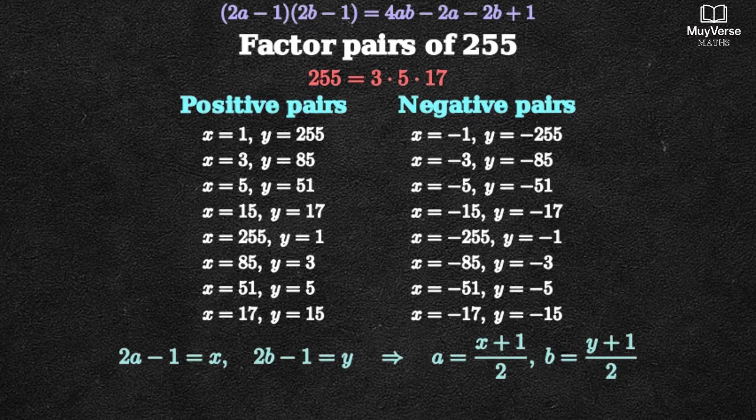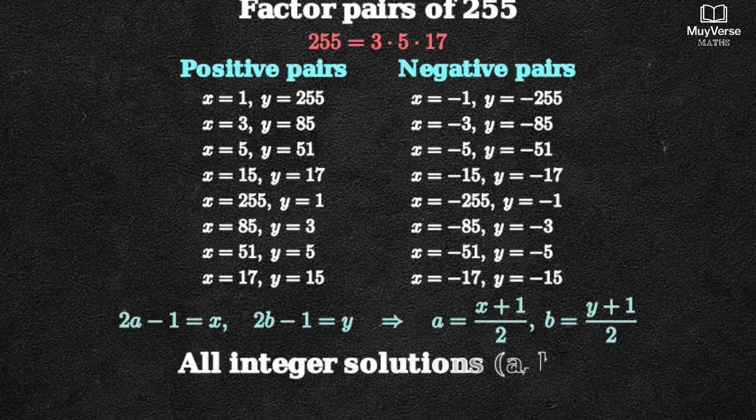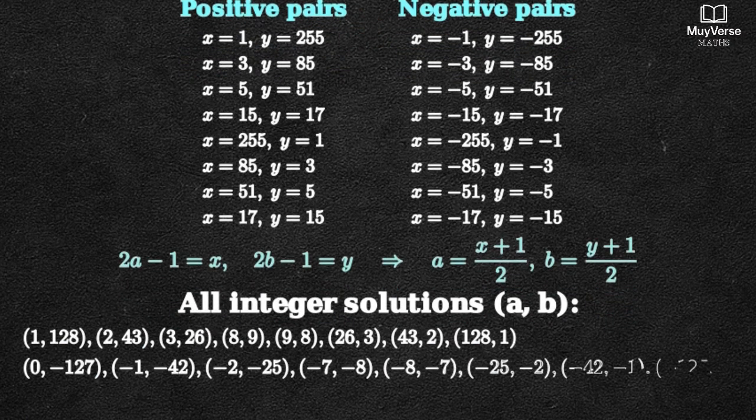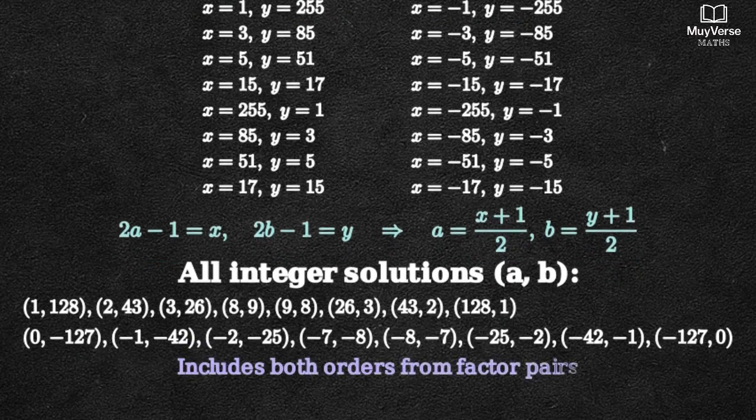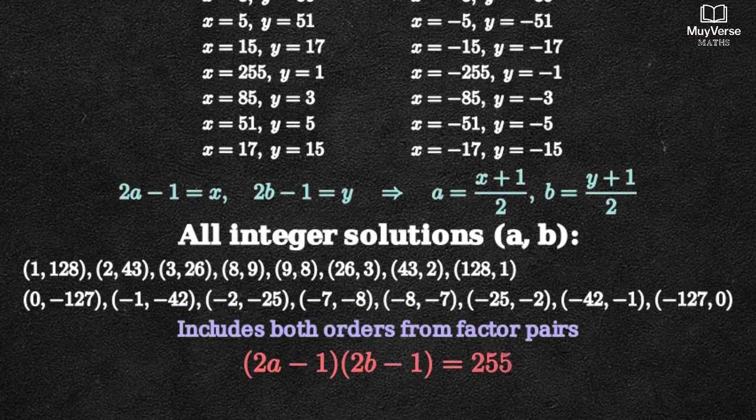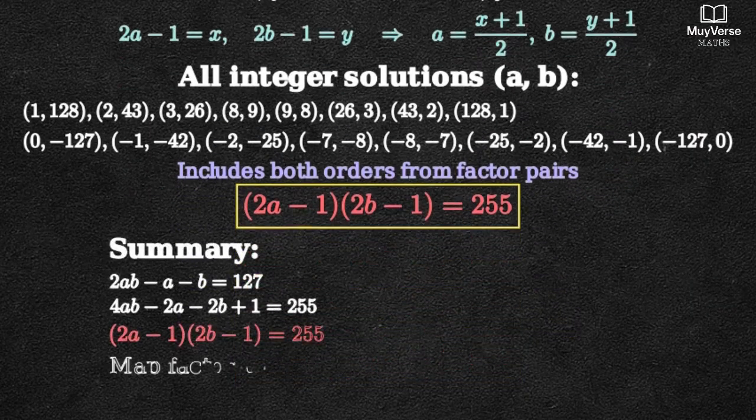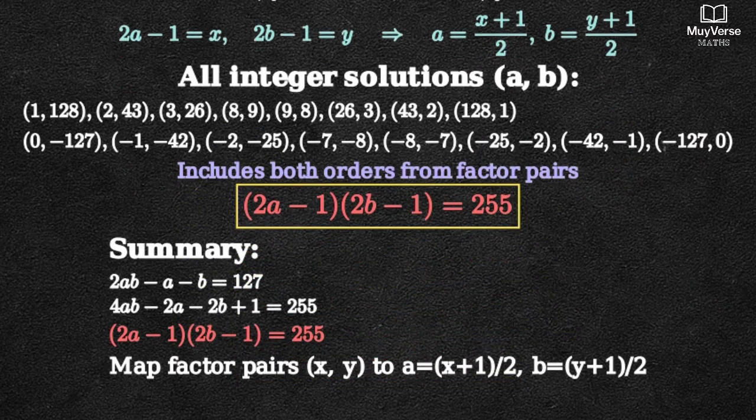Let us compute the solutions. We convert each pair x, y into a equals (x plus 1) over 2, and b equals (y plus 1) over 2. Here are all 16 integer solutions, including both orders. Summary. Rearrange to 2ab minus a minus b equals 127. Multiply by 2 and add 1 to complete the product. Factor to (2a minus 1) times (2b minus 1) equals 255. Then map factor pairs to find all integer solutions.